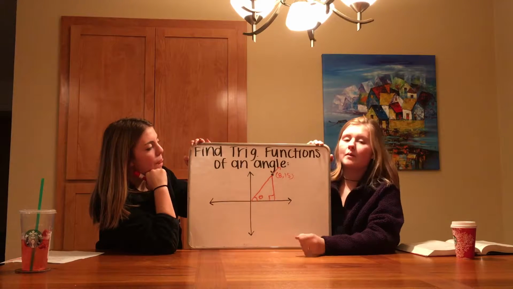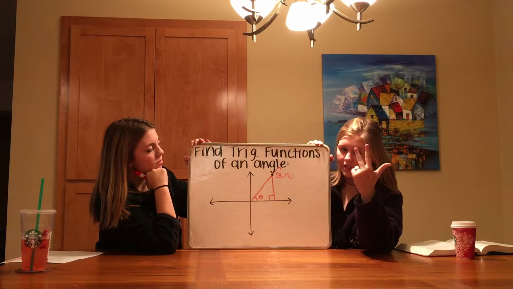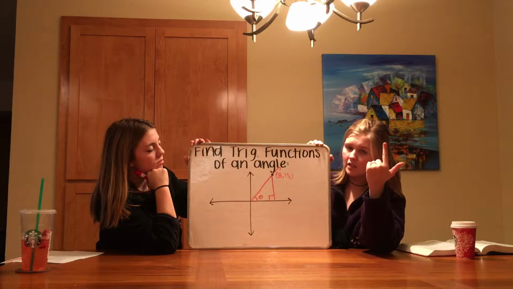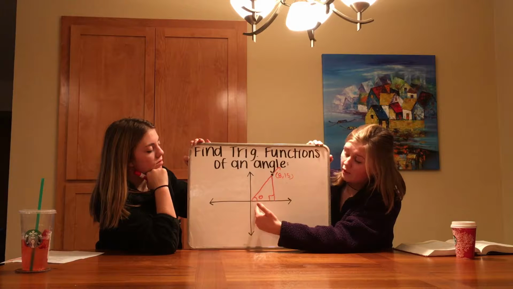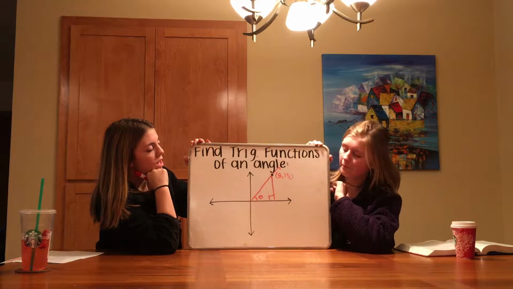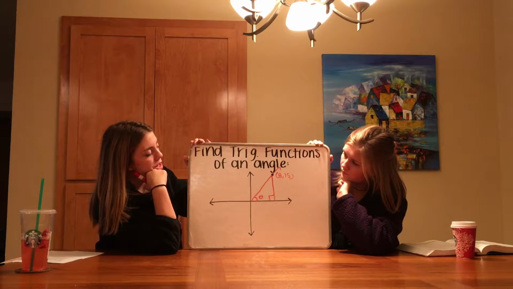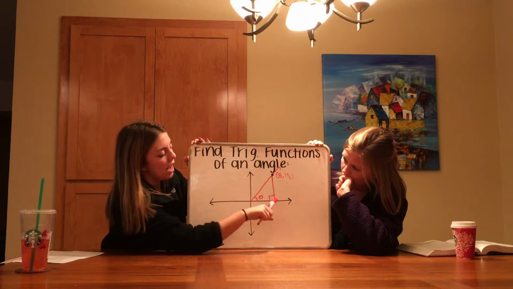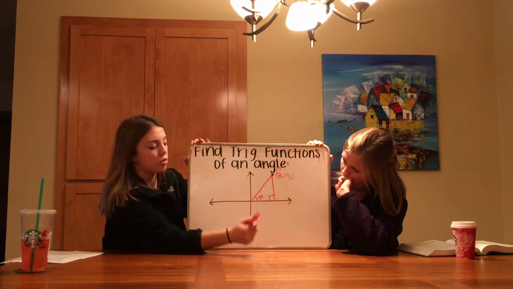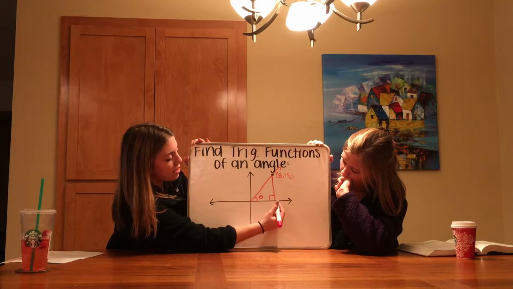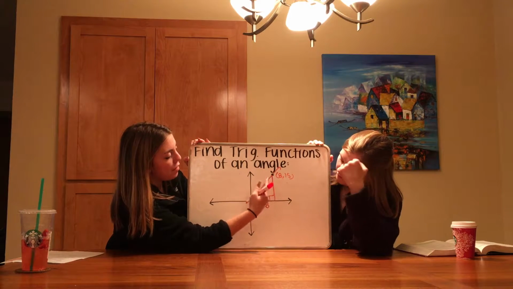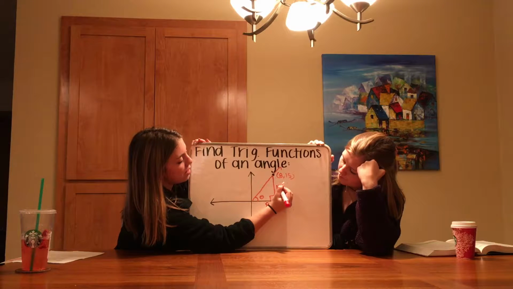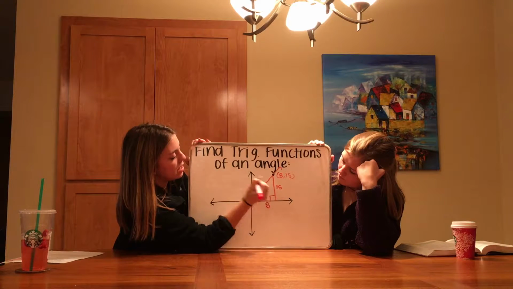The trigonometric functions are sine, cosine, tangent, secant, cosecant, and cotangent. We're going to find all of those for angle θ. To start off, you need to find the sides of the right triangle. We went over 8, so we know this side length is 8. We went up 15, so we know this is 15. We have to find c.